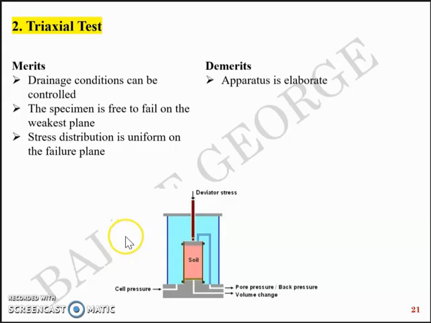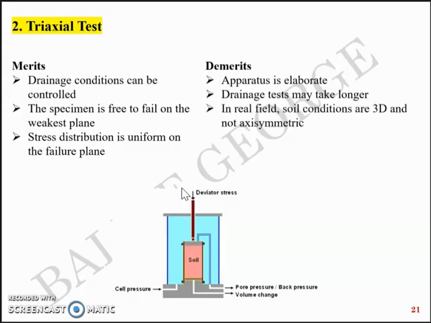But it has its own demerits. The apparatus is elaborate and costly. The drainage takes longer time, and in real field conditions, the soil conditions are 3-dimensional and not axisymmetric like this. Here you take an axisymmetric cylindrical sample, but in real field conditions, you don't have such a sample of soil. Instead, what you have is a 3-dimensional soil volume. So these are a few demerits and these are a few merits of the triaxial test.